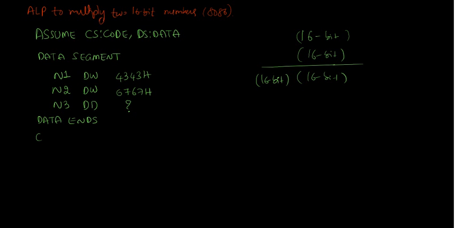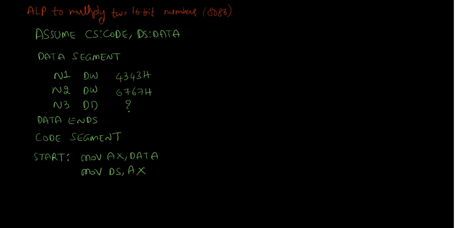And as the next, the code segment. Let us start with a label, start. Now you need to write these two lines always if you want to use the data segment in the code segment, right? So now we need to load these two numbers into ax and bx. Move ax comma n1, move bx comma n2. Now you can use the multiplication instruction.